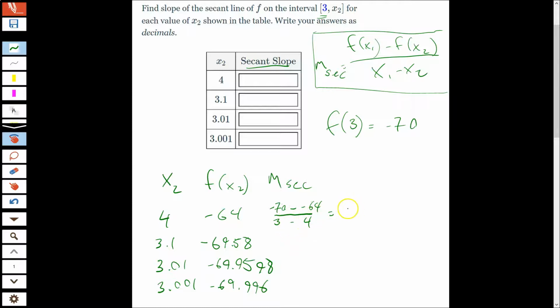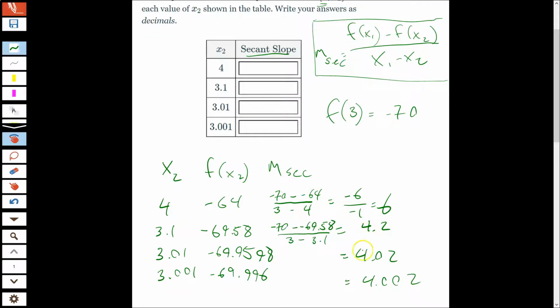So it looks like I get negative 6 over negative 1, which is 6, right? And then you'll continue to do that, and the rest of these you're going to need a calculator for, right? You're going to continue to do that to fill out the whole table. Okay, so here are my results.